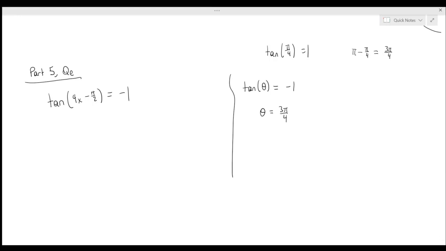Now for tangent, once we have one solution, tangent has a period of pi. So just finding one solution is good enough, and then adding any integer multiple of pi will give us the general solution. But here we have something more complicated than just theta inside. So here for this to equal -1, we would need the entire inside to be one of these angles.